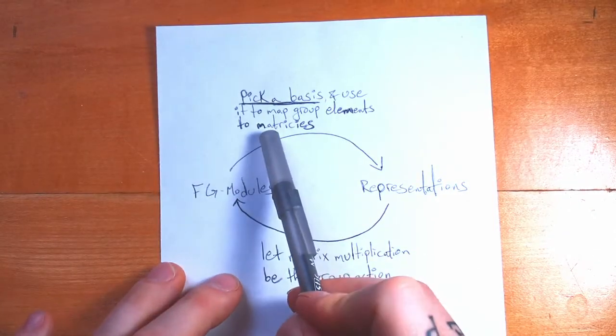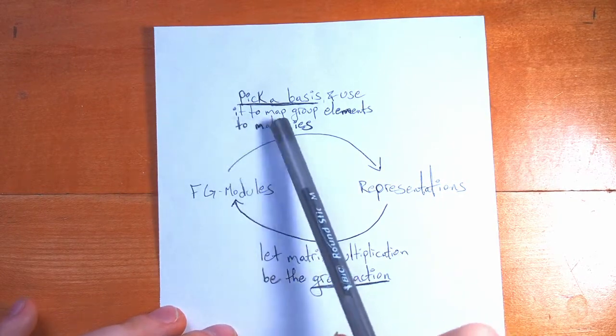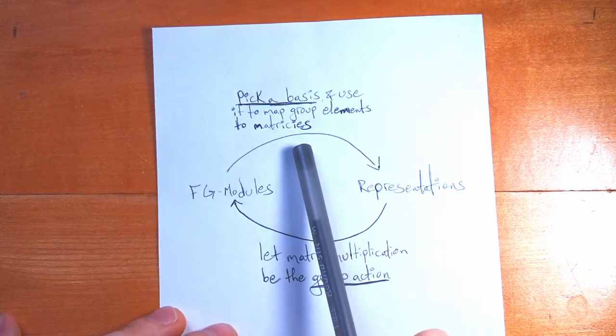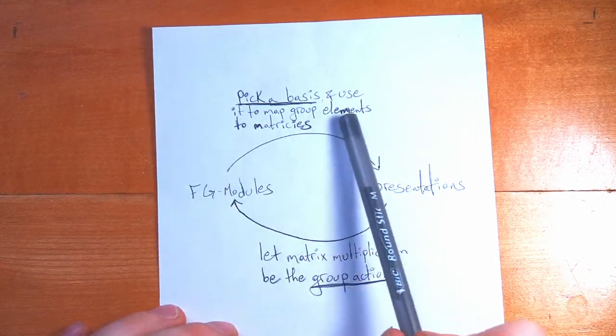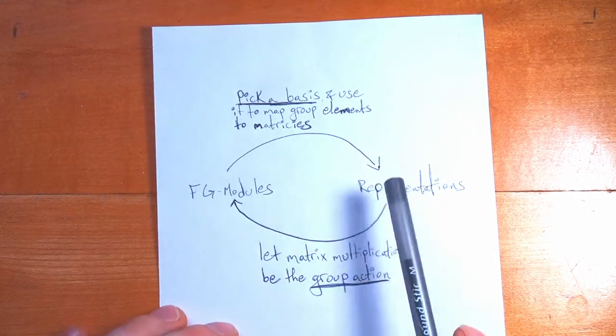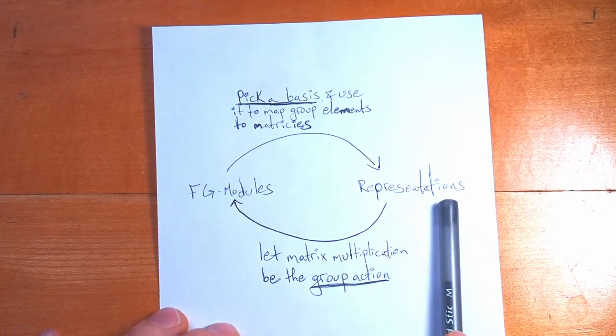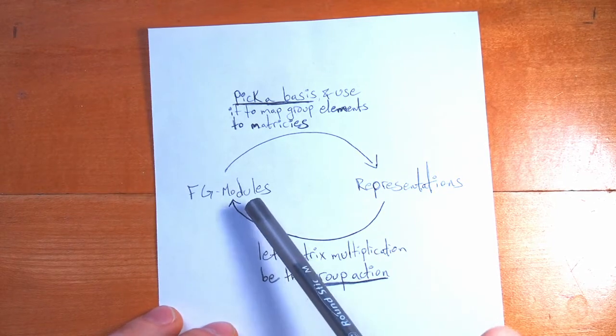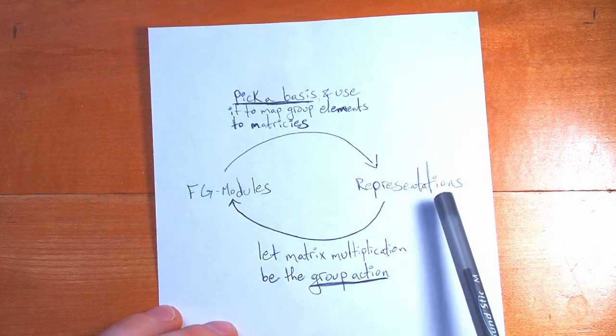So I've summarized that here. If you start working with FG modules and you pick a basis, you can use that to map your elements to the matrices. That proof that we showed, you can always do this by picking a basis, and you can always create a representation from your FG module. We have constructed this. There are no FG modules that live outside of the representations.